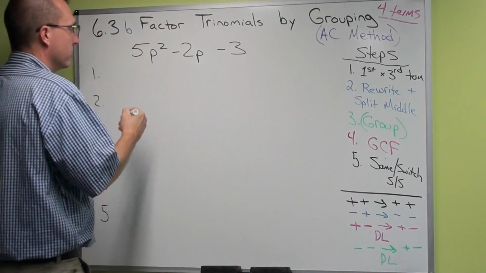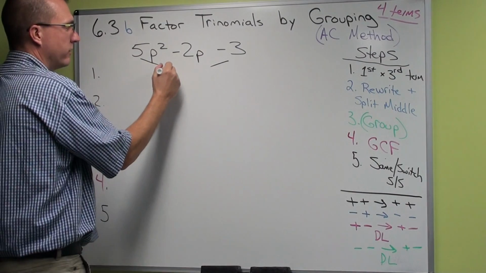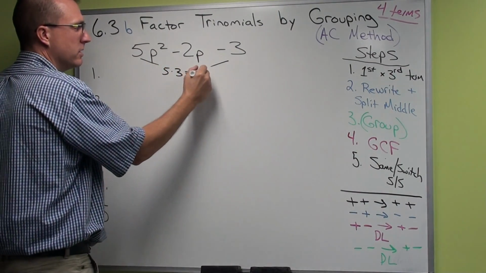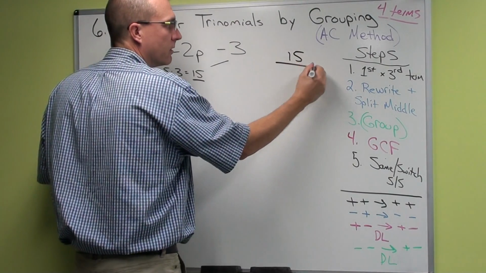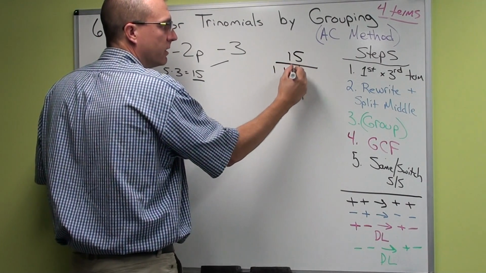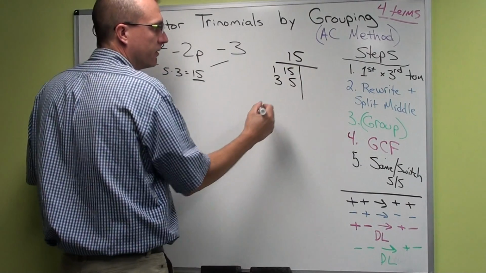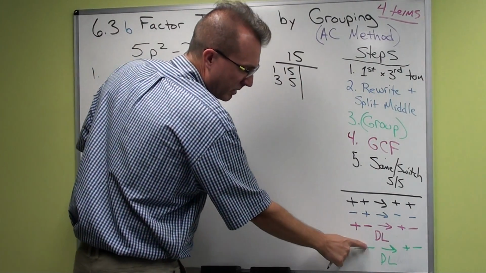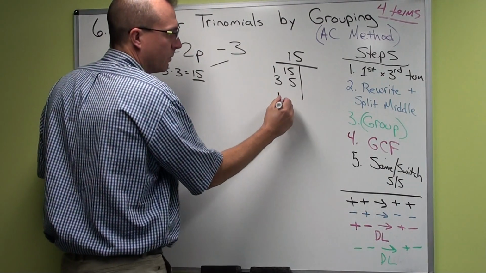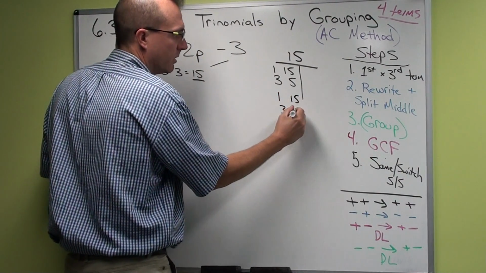First times the third term. That's 5 times 3 equals 15. We take the 15 over here. 1 and 15, 3 and 5. It's a minus minus. Come down here and look. Minus minus is a double list. 1, 15, 3 and 5.